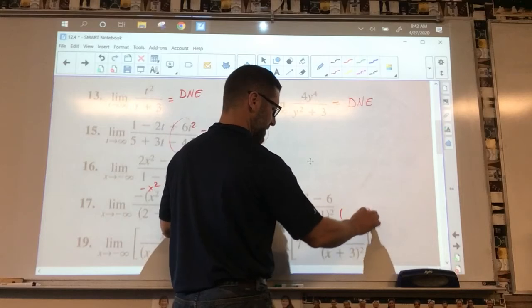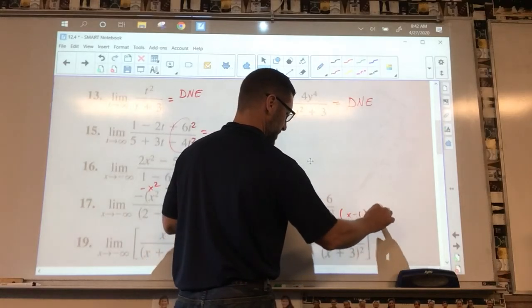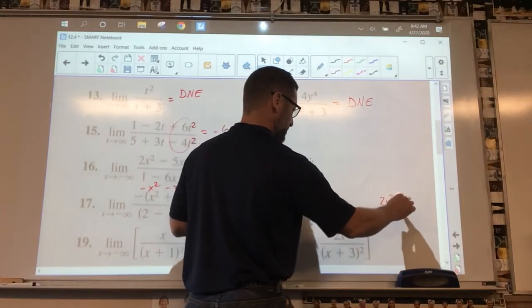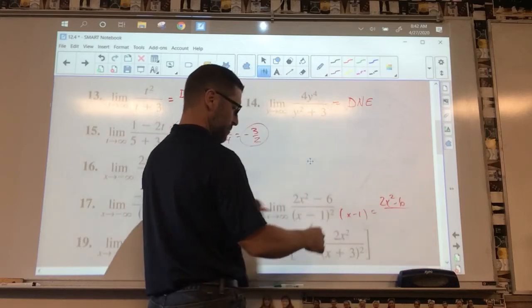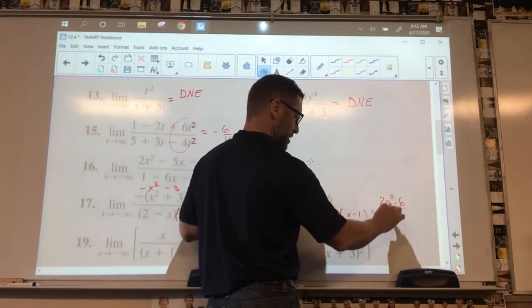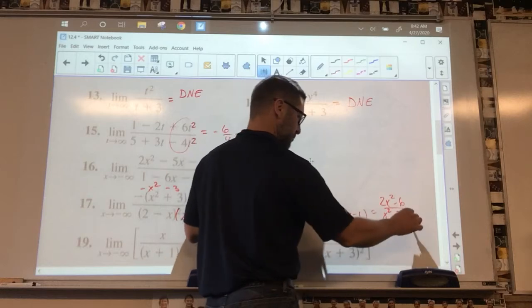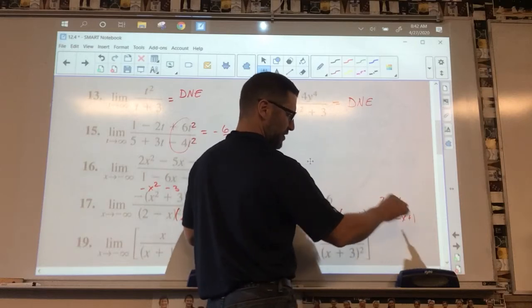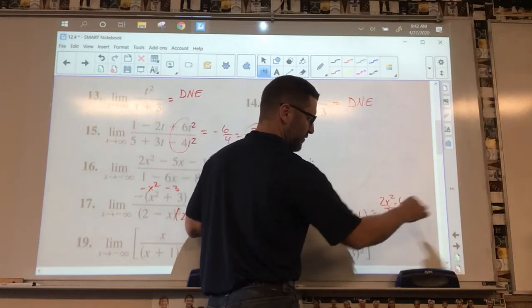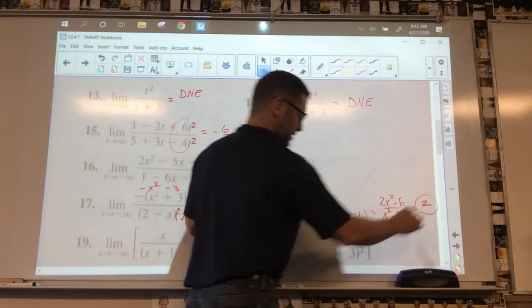Here, if I FOILed this out, x minus 1, I would get 2x squared minus 6 on top. On the bottom, I would get x squared minus 2x plus 1. I have the same degree. I use the leading coefficients. 2 over 1 is 2. Limit is 2.